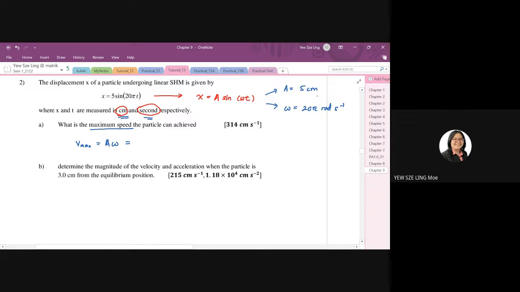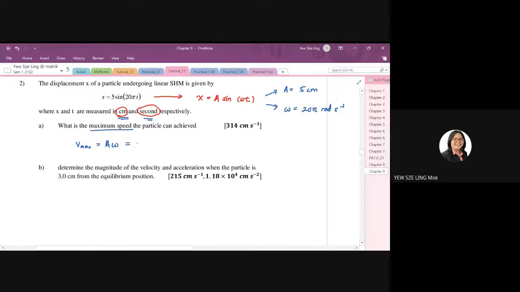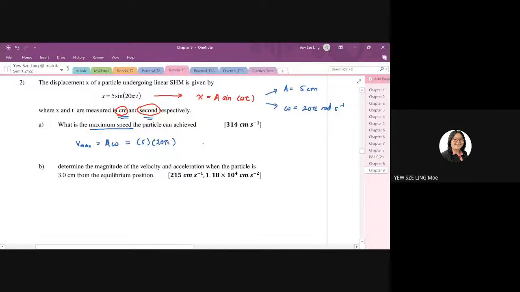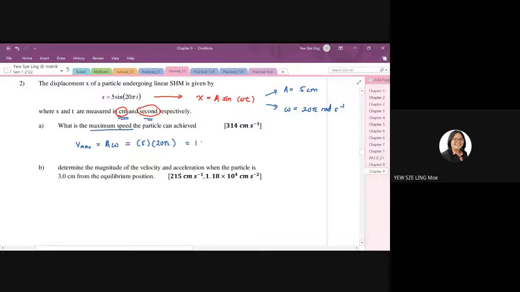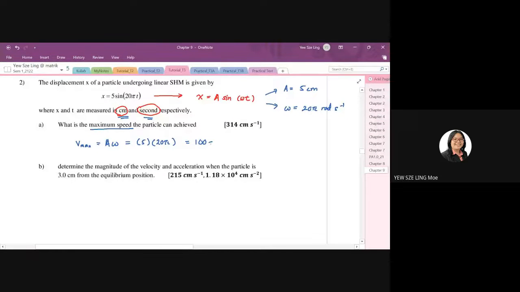So 5 cm is up to you whether you want to leave it in terms of cm or convert it into meter, which is 0.05 meter. Both are correct. If I keep it in cm, then I have 5 times 20 pi, which equals 100 pi, and at the same time it equals 314.